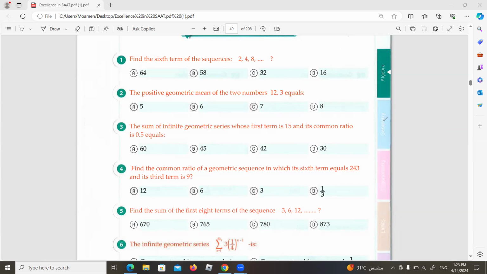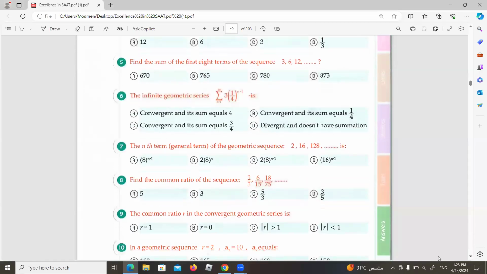We're going to number 5. In number 5, he said, find the sum of the first 8 terms in this sequence. The sum means summation of the first 8 terms. It means I need S8. So it's finite. I stop at the 8th term.